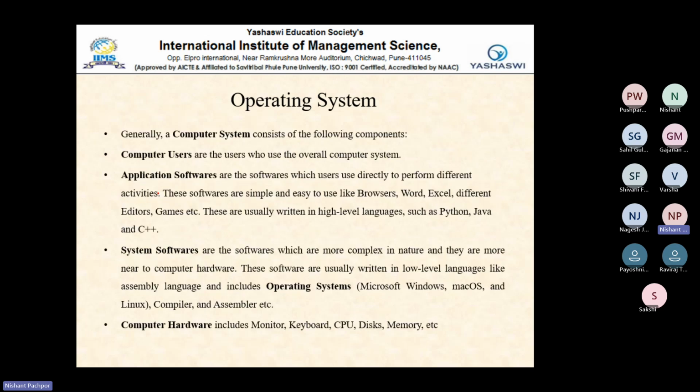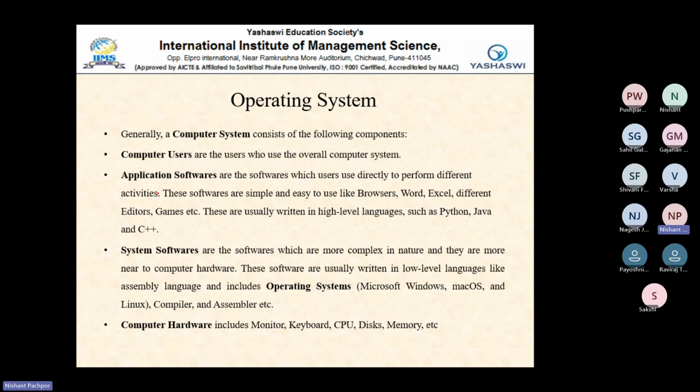So generally a computer system consists of the following components. Computer users: the computer user is one of the components for the operating system, who interacts as the user who uses the overall computer system. Then आता user काय use करणार? User will use application software. Either user can use also, if sophisticated users or other expert users असेल, they use system software.